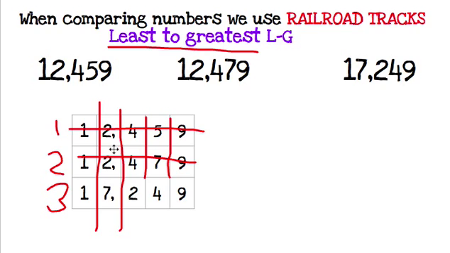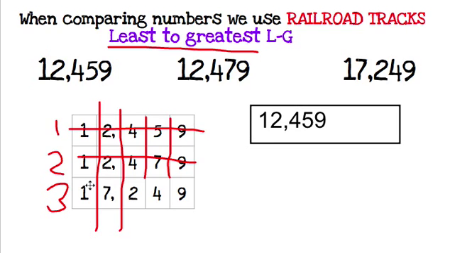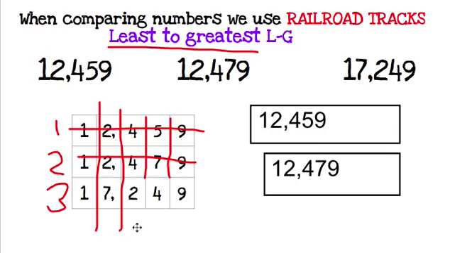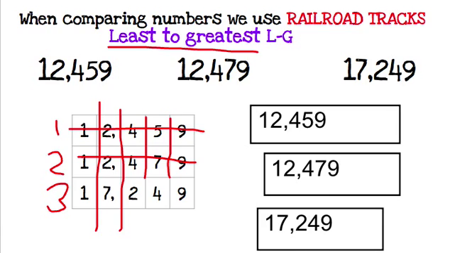Put them in order. 12,459 is my first. Next comes 12,479. And my last one is 17,249. So that is in least to the greatest. Let's try one more.